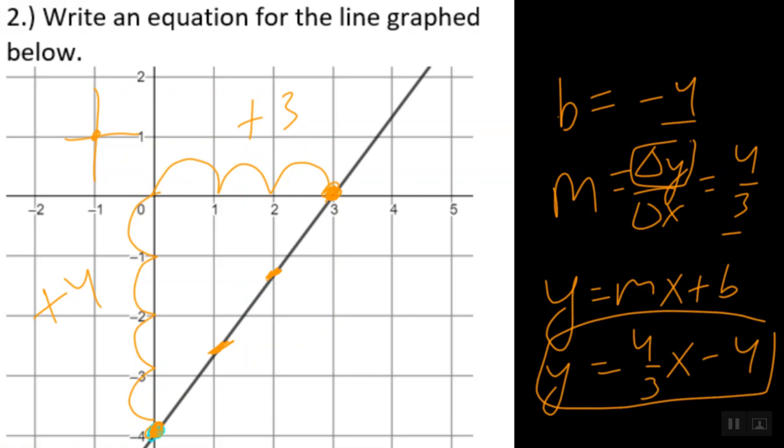All right, let's move on to our next example. Pause if you need to.